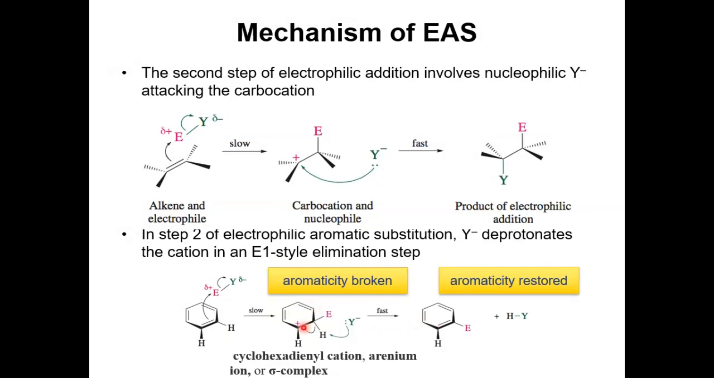In the second step, the molecule tries its best to regain its aromaticity. That is why it undergoes beta elimination, losing the beta proton, because after losing the beta proton, it can regain the aromaticity. So it is very happy to do that. And this extremely important intermediate we call the sigma complex, arenium ion, or cyclohexadienyl cation.